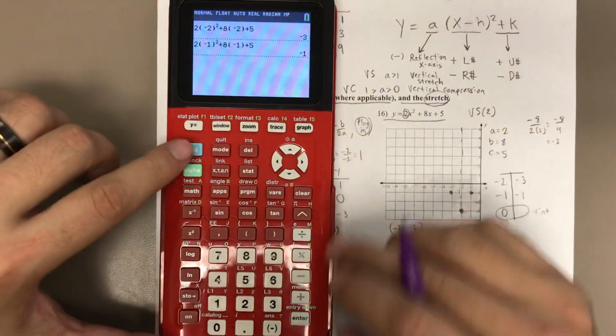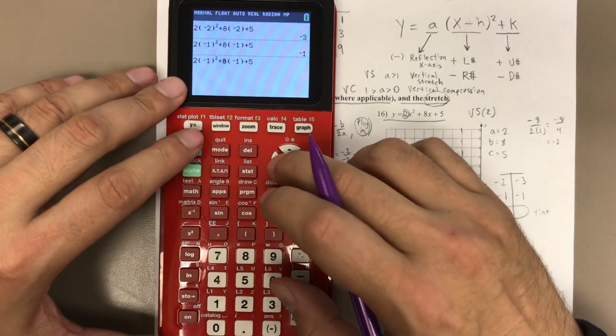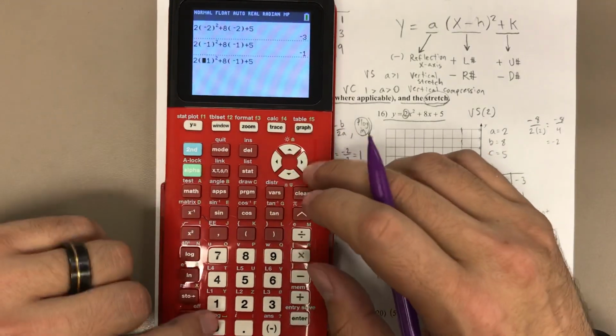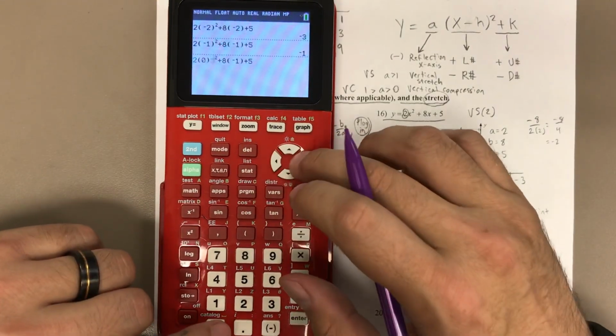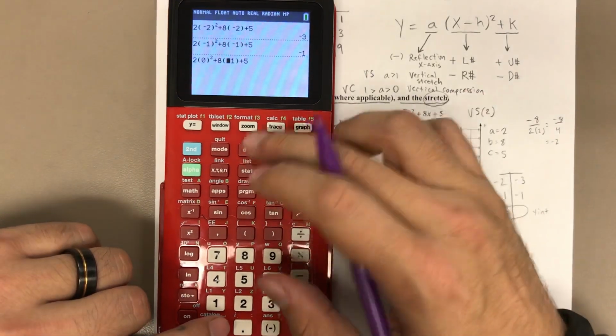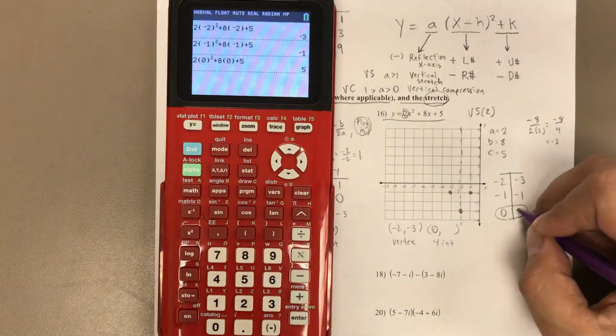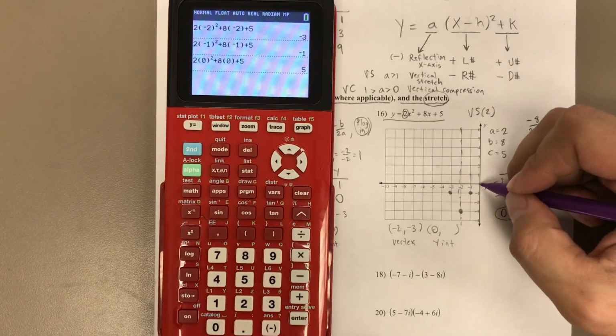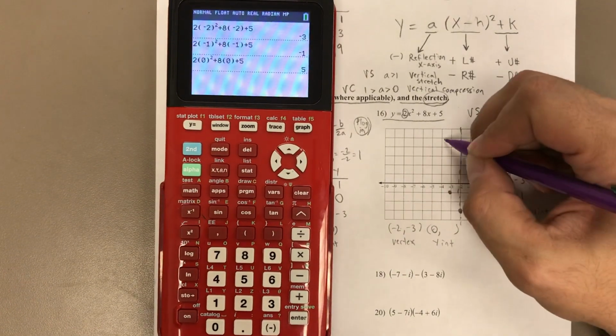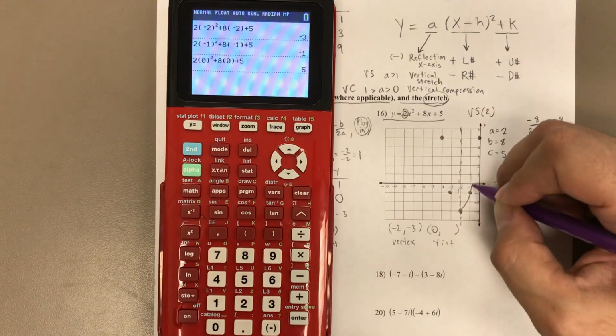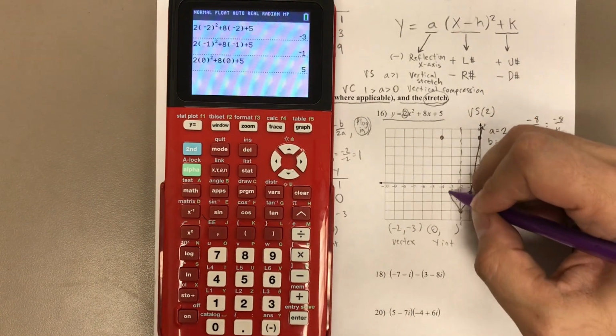Now let's plug in 0. So we hit second enter again and change those negative 1s to 0s. All right, so 0 there. And I hit delete to get rid of the negative there, so 0, and I get 5. So 0, 5 is going to be my y-intercept. So over 0 up to 5, and then there's our parabola. So that's all graphed out.